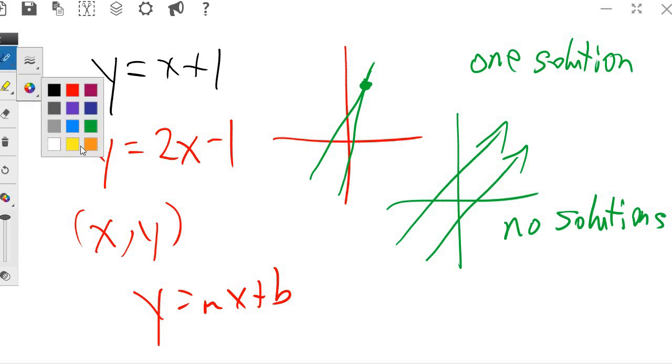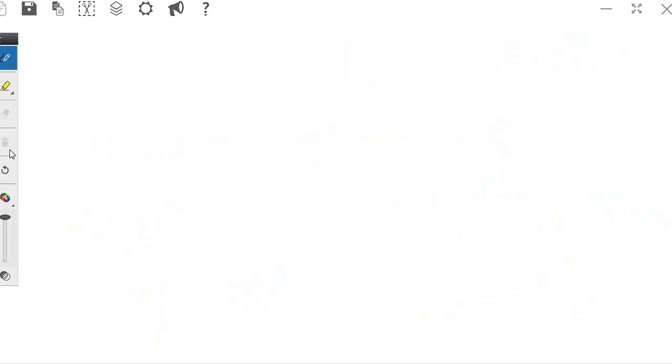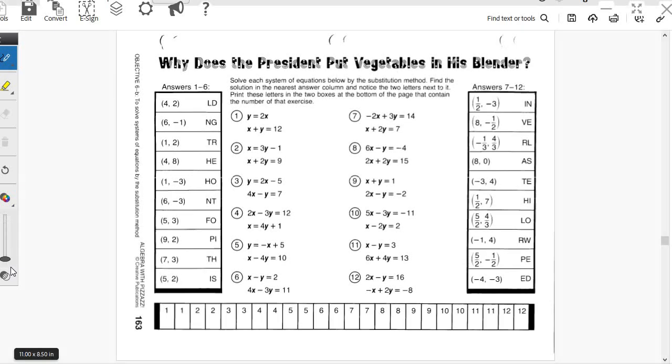Or the other situation is if you have a line and another equation of the same line, then it's infinite solutions. Why? Because they just overlap. So every single pair of numbers would work because it's the same line. It's actually the same equation. So those are the three cases that you have. Today, you'll only find one solution.